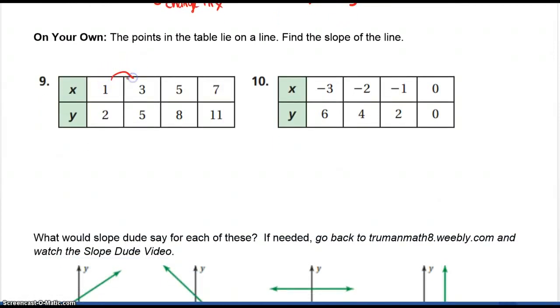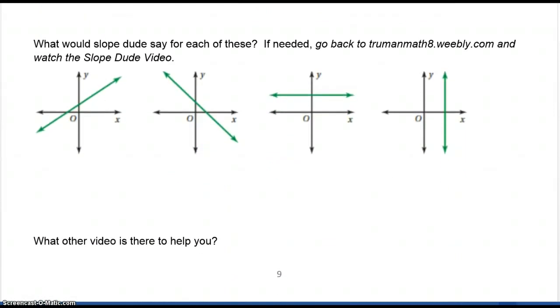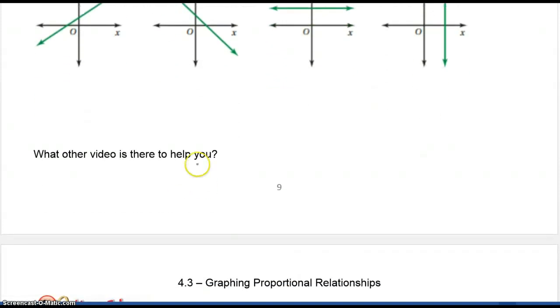So we'll expect to see your swoops going across with your differences, delta y over delta x. Find those two. And then lastly, and this part won't take you long at all, what would Slope Dude say for each of these? If needed, you can go back and watch it again. And then there's another video that you might want to take a look at, and that is on the Weebly right underneath the Slope Dude video. So go ahead and watch it. It'll have you singing that and get stuck in your head, which you may not like. That's a good thing. So that is the end of that for today.